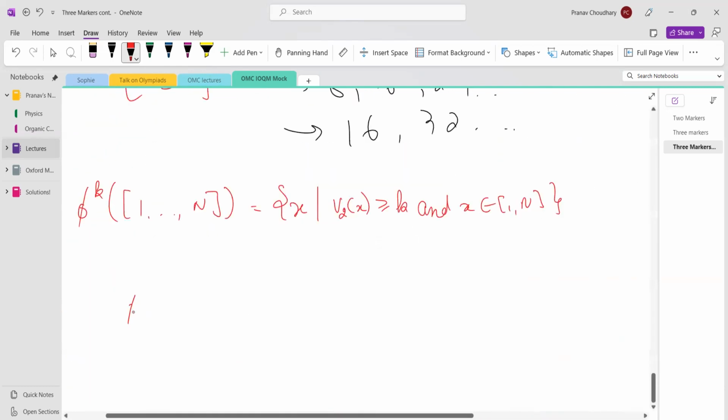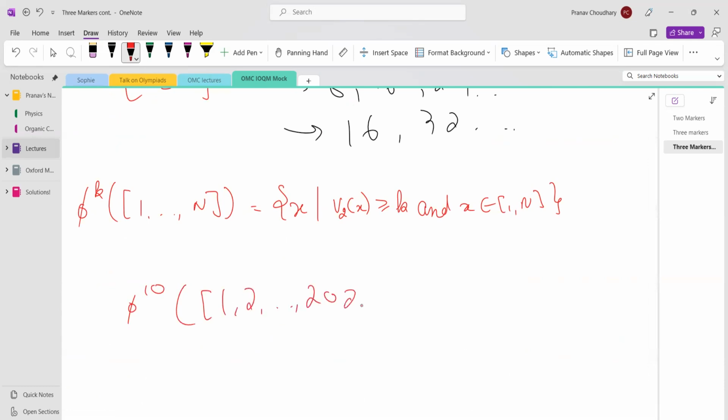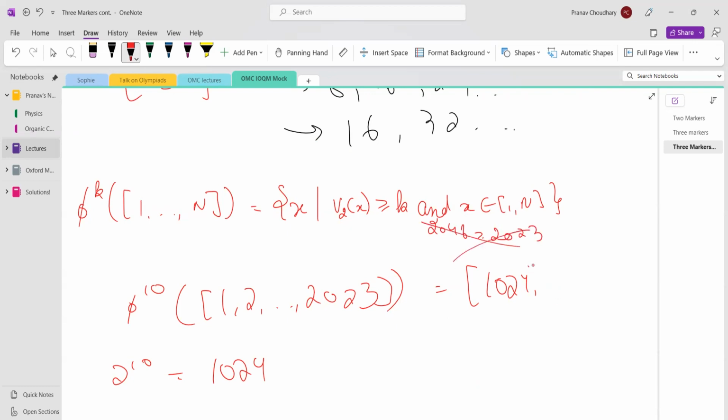So let's see what this would be. 2 to the power 10 is, let's see, 2, 4, 8, 16, 32, 64, 128, 256, 512, 1024. So all the multiples of 1024 will be there. 1024 is there. And 2048 cannot be there because 2048 is greater than 2023. So it is just 1024.